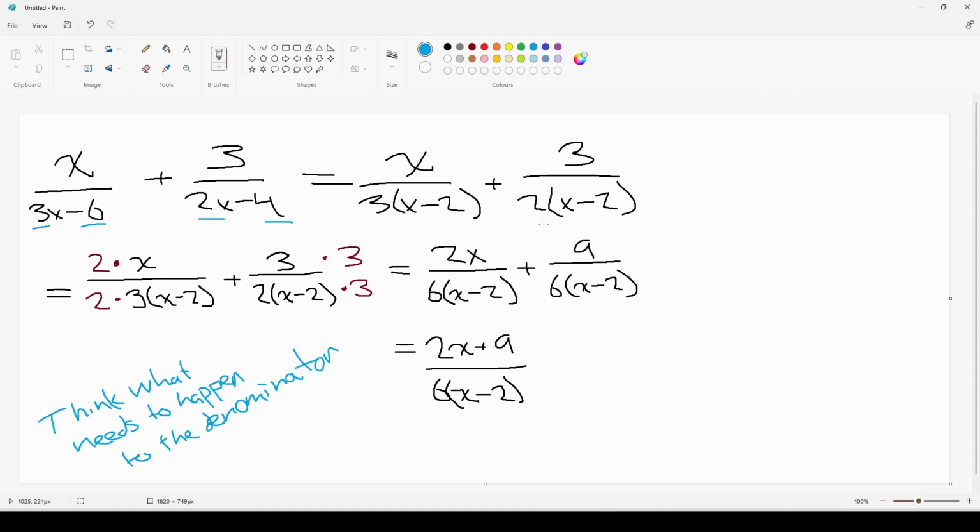And from here, what we can do is multiply these together to get them to make the denominators equal. And so you multiply this term by 2 over 2, and you multiply this term by 3 over 3. And what you're left with is 2x over 6 times x minus 2, plus 9 over 6 times x minus 2, which of course gives you 2x plus 9 over 6 times x minus 2.